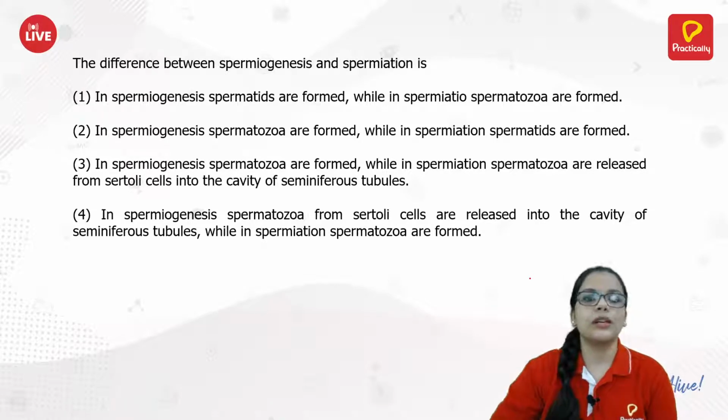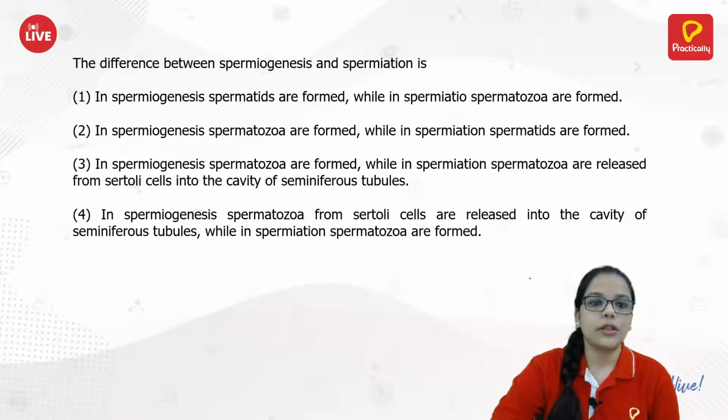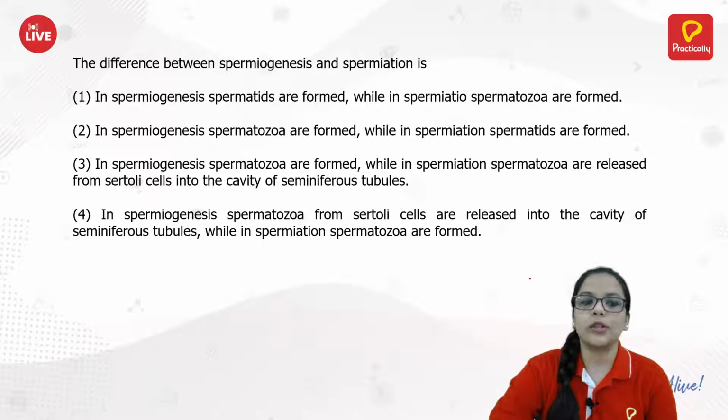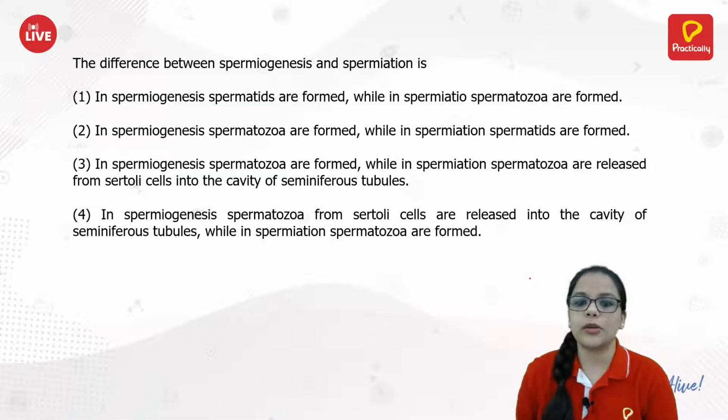The difference between spermiogenesis and spermiation is: in spermiogenesis, spermatids are formed, while in spermiation, spermatozoa are formed. Or, in spermiogenesis, spermatozoa are formed, while in spermiation, spermatids are formed. Or, in spermiogenesis, spermatozoa are formed, while in spermiation, spermatozoa are released from Sertoli cells into the cavity of seminiferous tubules. Or, in spermiogenesis, spermatozoa from Sertoli cells are released into the cavity of seminiferous tubules, while in spermiation, spermatozoa are formed.